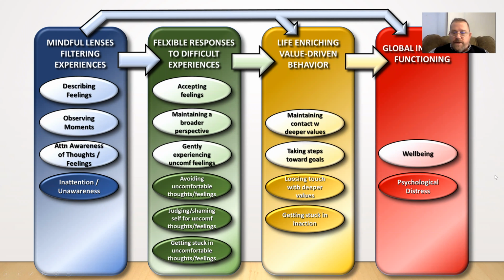They could have links to well-being and distress directly. They could shape life-enriching, value-driven behavior directly, and they could also influence these flexible responses to difficult feelings. There are a lot of dimensions in these six. What Buddhism would call this is decentering.